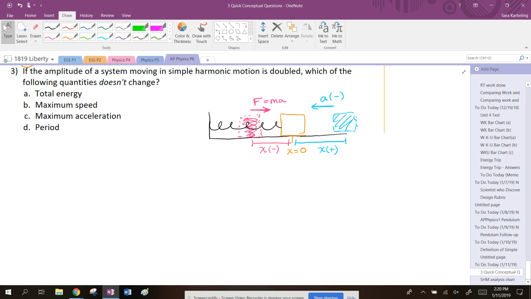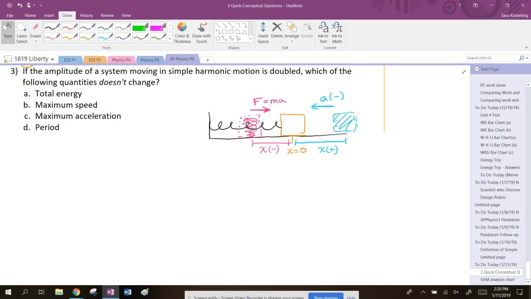So let's back up for a second. Total energy, maximum speed, maximum acceleration, period. Think this through for me. Tell me an answer, but then we're going to go through all three of them to make sure we understand. Nick, go get it started. It's D, he says.